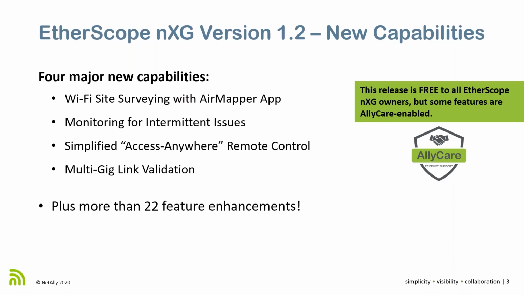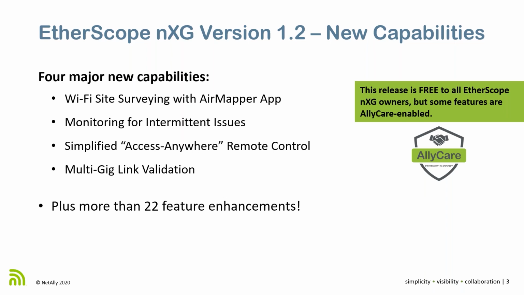All right, so 4 major new capabilities. Number 1, Wi-Fi site surveying with the AirMapper app. Now, we first introduced this and told everyone that it was coming at the WLPC conference in Phoenix in February. So the release of that fulfills that promise. We'll talk a lot about that. Got a lot of excitement around that capability.